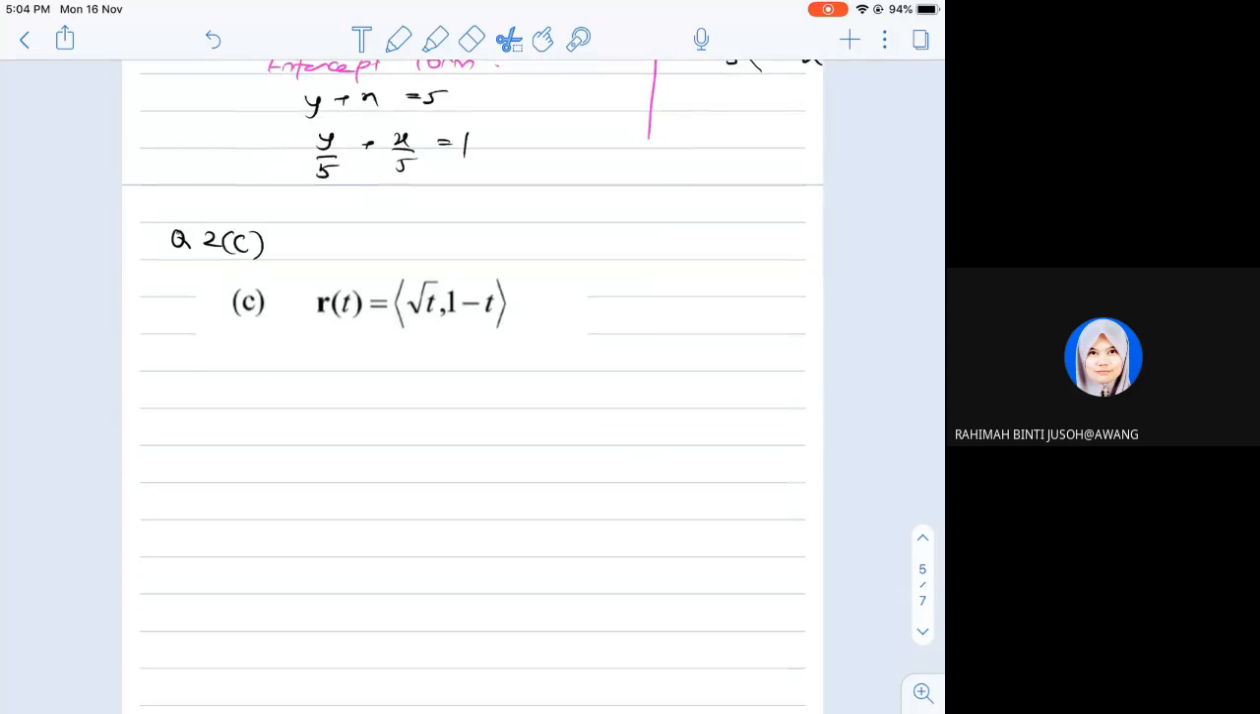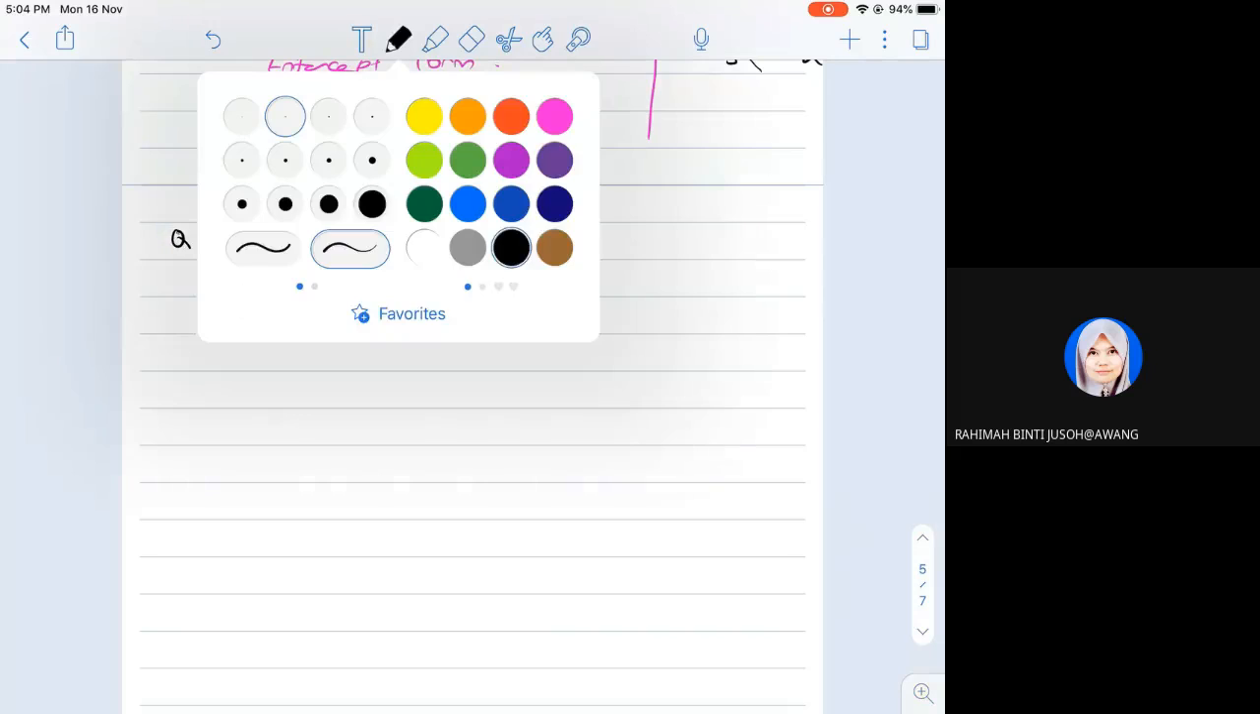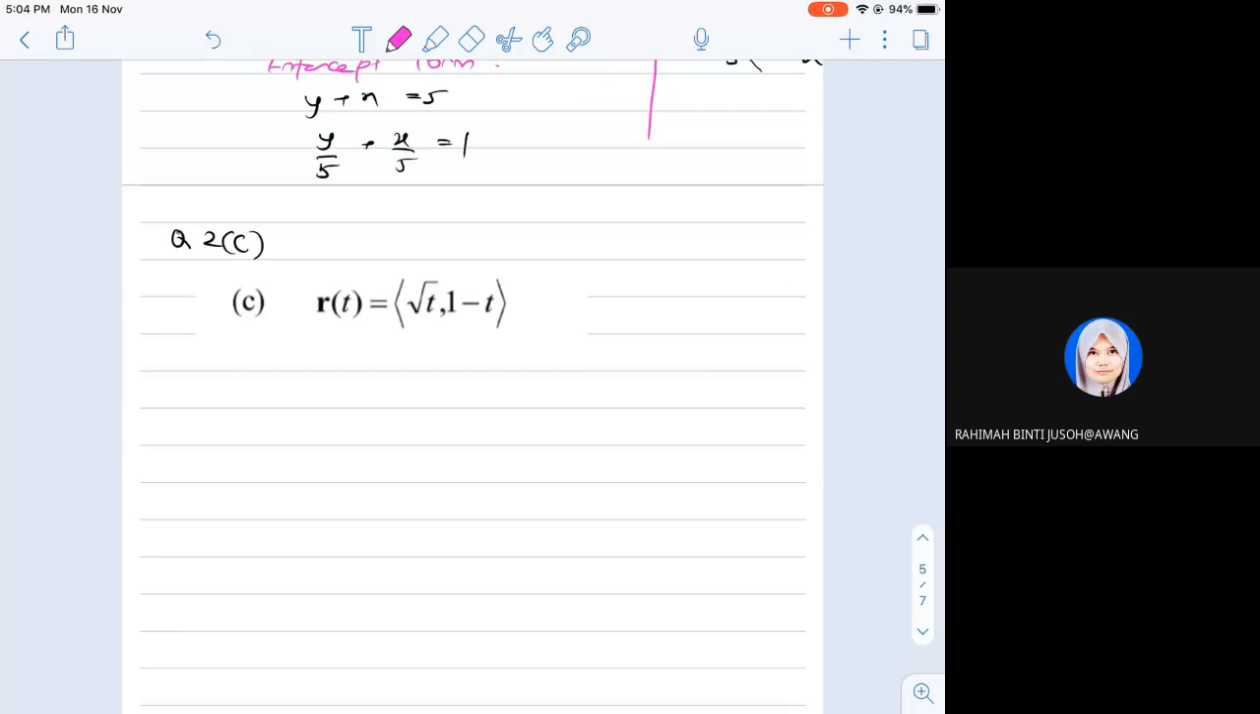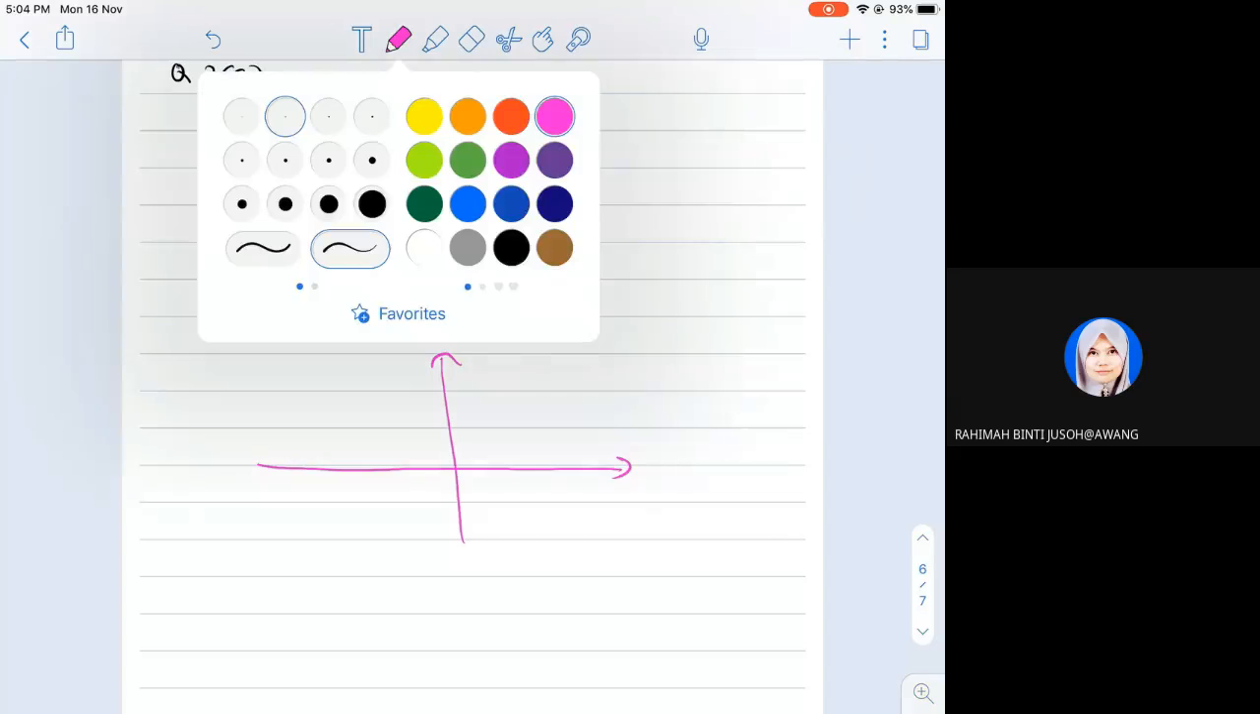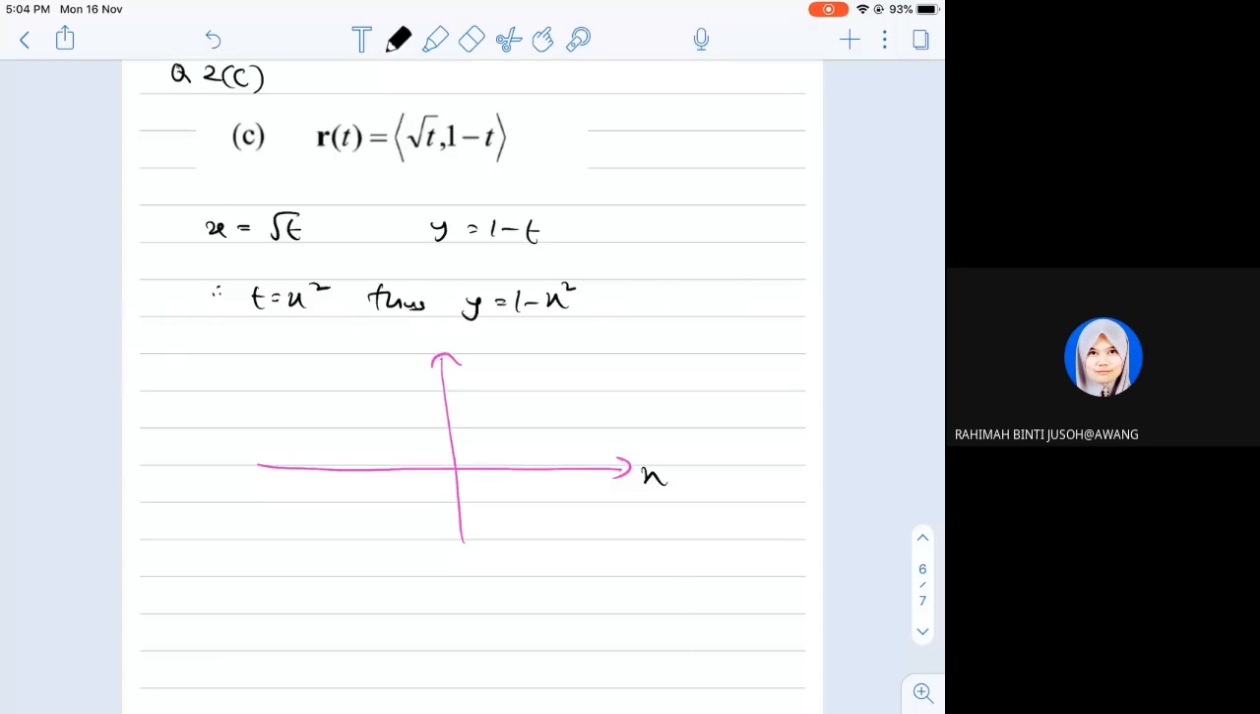Okay, x equals to square root t and y equals to 1 minus t. So from here we have t equals to x squared, thus y equals to 1 minus x squared. So straight away sketch the graph. Very simple. Where is the position? Upward, downward, right or left? Downward, and then we shift 1, right?